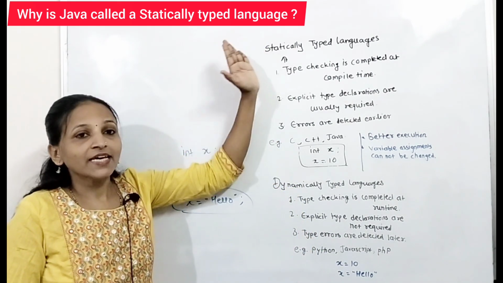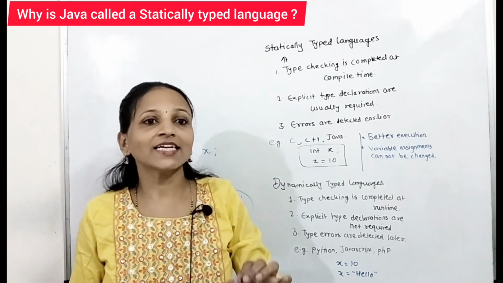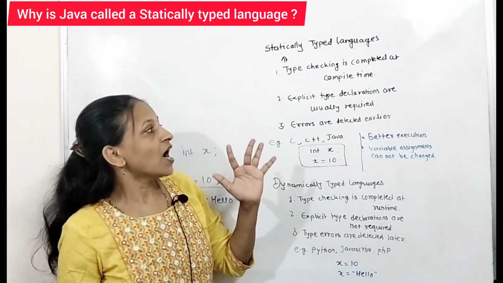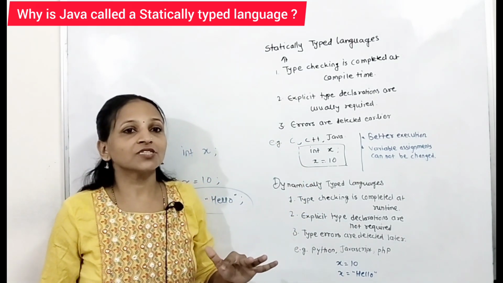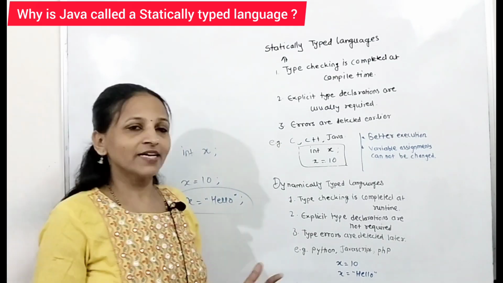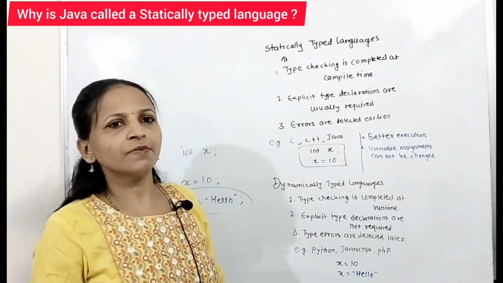In statically typed languages, these points are very important: type checking is completed at the time of compilation only, explicit type declarations are usually needed, and errors are detected earlier because at the time of compilation only you will get the error. Now, what is a dynamically typed language?